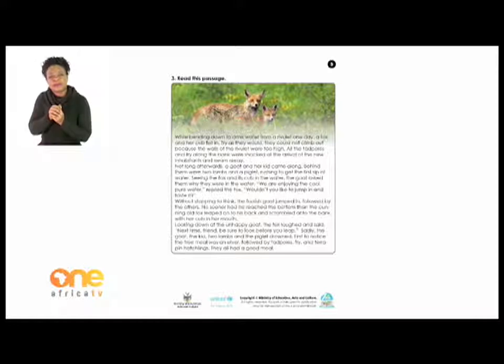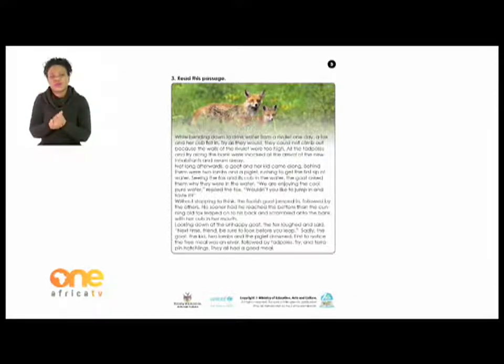Looking down at the unhappy goat, the fox laughed and said, "Next time, friend, be sure to look before you leap." Sadly, the goat, the kid, two lambs, and the piglet drowned. First to notice the free meal was an elver, followed by tadpoles, fry, and terrapin hatchlings. They all had a good meal.